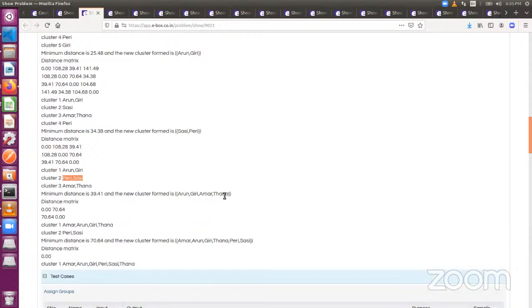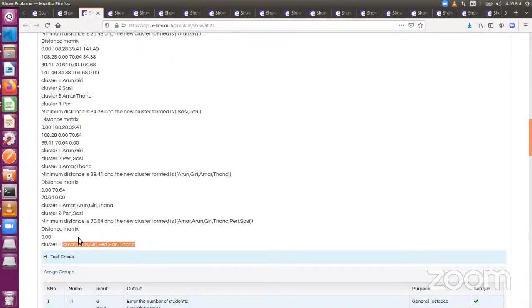Arun, Giri, Amar, Dana. So which one? Cluster 1 and cluster 3 will form a single group. Okay. And then finally only 2 elements are there. So they have to be the shortest. So all of them will get grouped in a single group. So you have to proceed this previous algorithm till you reach a single element cluster. That is a single cluster.